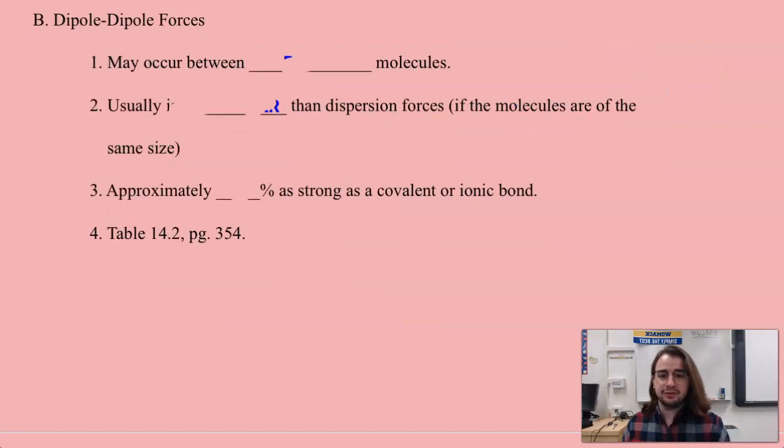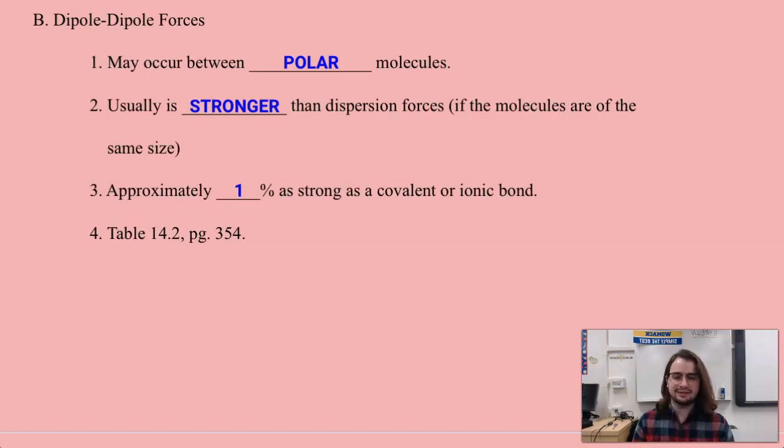Let's talk about those. Our next force is called dipole-dipole forces. Dipole-dipole forces occur between polar molecules. So before, with dispersion forces, it was between anything, nonpolar or polar. Dipole-dipole is specifically for polar. The term dipole-dipole means that it's a molecule that has two different types of poles, so it has to be a polar compound. Dipole-dipole is often stronger than dispersion, and it's about 1% as strong as covalent or ionic bonds. So it's not as strong as a full-on covalent bond, but it's stronger than dispersion.